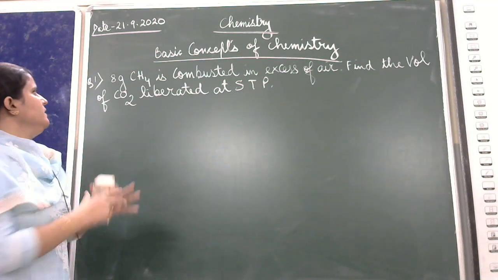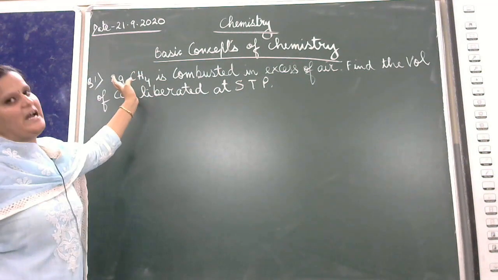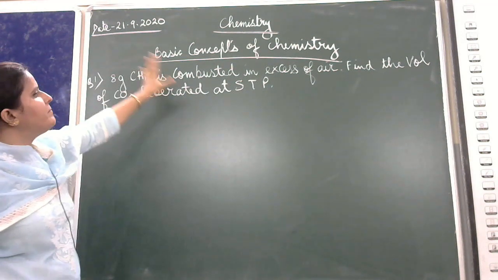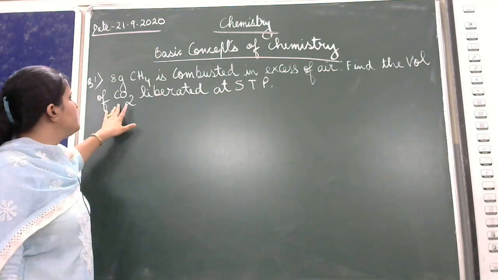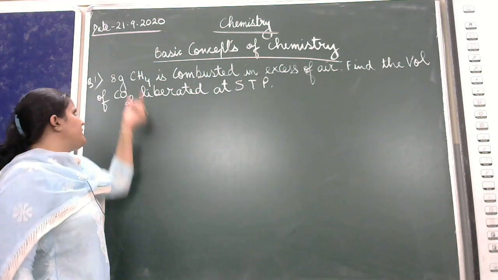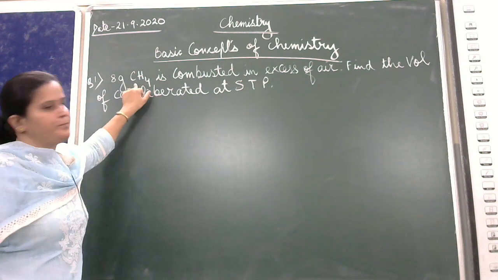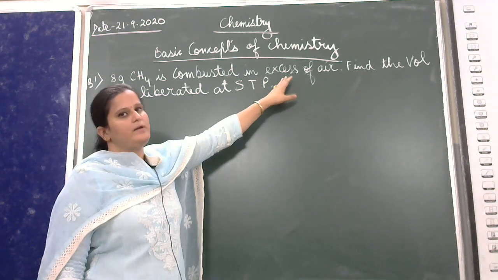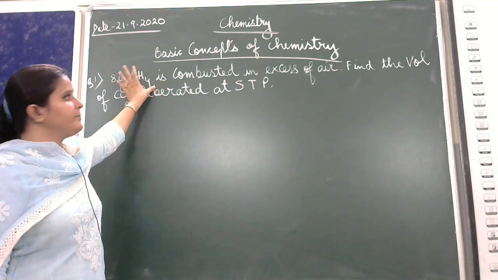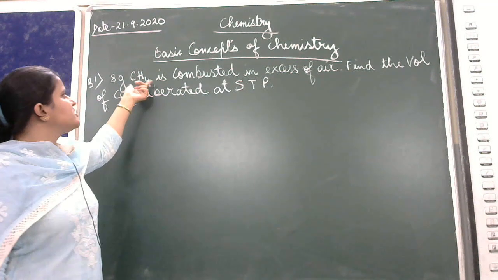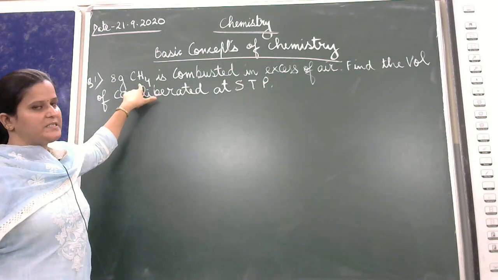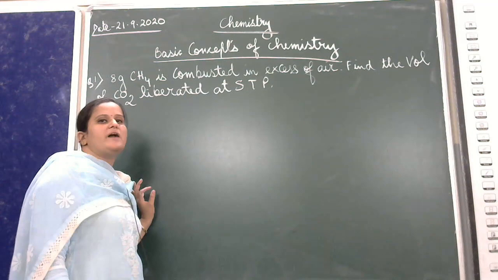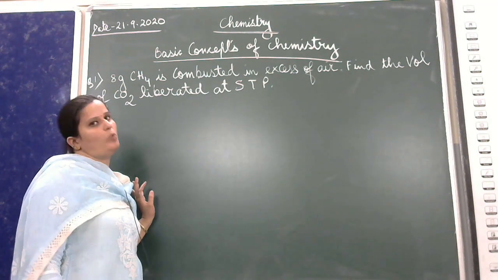So see, methane is given. I have also written natural gas. Natural gas means it is methane gas. So 8 gram of methane gas is combusted in excess of air. Find the volume of CO2 liberated. Now, the first thing you should know is that any hydrocarbon, when it undergoes combustion, if it is complete combustion, because it is excess of air, means it will get ample oxygen. In that case, complete combustion of this hydrocarbon is going to take place. And whenever combustion of any hydrocarbon takes place, the products are always carbon dioxide and water vapor.